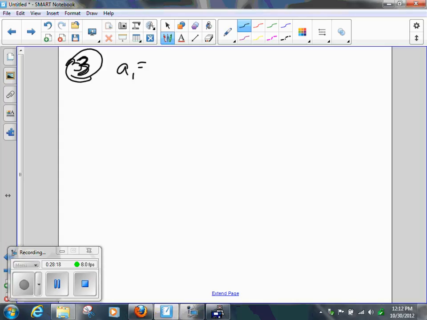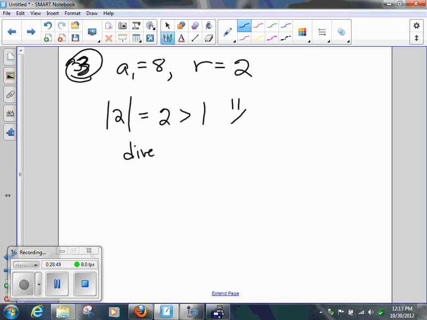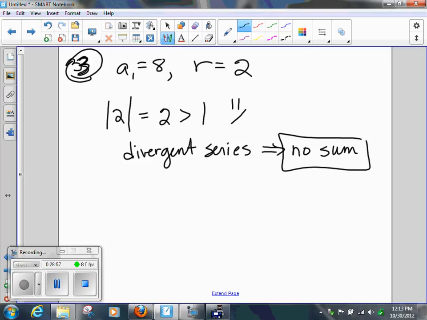You're given that the first term is 8, and your ratio is 2. Okay, so let's look at it. What's the first thing we have to check? All right, let's look at the ratio. Absolute value of 2. Well, it's 2. Well, what's wrong with that? It's greater than 1. Huh. What's that mean? There's no sum. This means it's a divergent series, which is no sum. And that's what we're done.